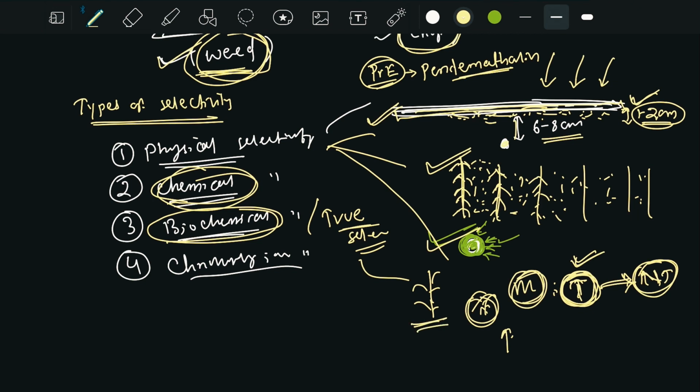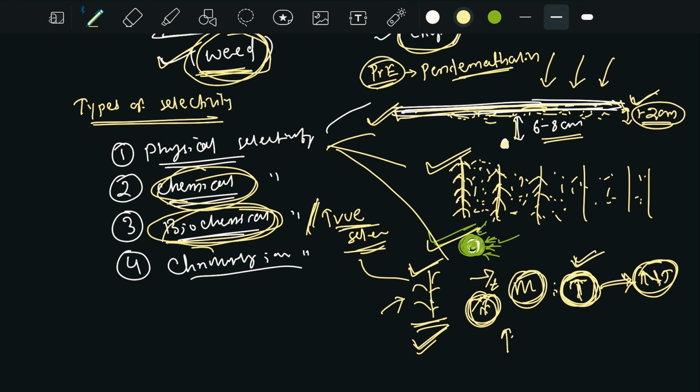So by this mechanism, if the plant has a higher metabolic rate, then it will degrade that herbicide molecule at a faster rate from toxic form to non-toxic form. So it is becoming selective, and there will be no effect on the plant. But the weeds, having a lower metabolic rate, will suffer and will be controlled, right? So this is biochemical selectivity, and that's why it is known as true selectivity as well.